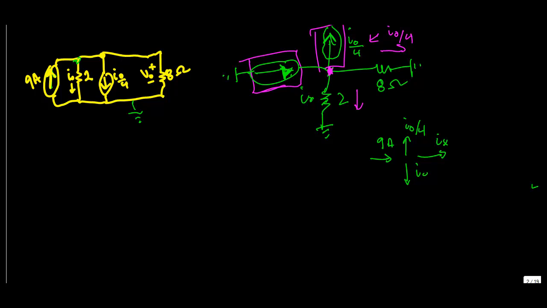In this case, we have a circuit that looks like this. We have a section of the circuit that is a 2 ohm resistor and a 9 amp source, and then another part of the circuit that has a current of I over 4 and a resistance of 8 ohms. We can solve this problem using a source transform method. I'm not going to talk about this circuit now, but I'll show you in general.